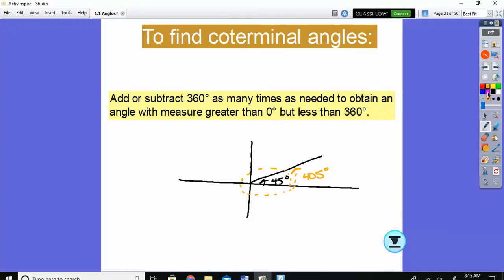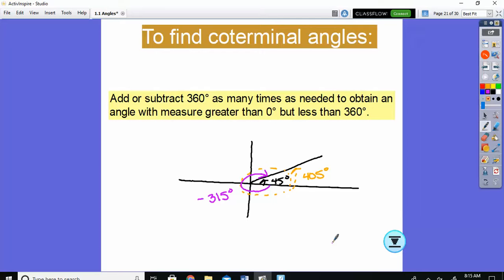Or I could do something like this. If you spin this direction, what kind of angle is it? A negative. Okay. So how far would that be? We know all the way around is 360, but I was 45 degrees shy of that. So it would be negative 315 degrees. So negative 315 degrees is also the same as 45 when you draw them.